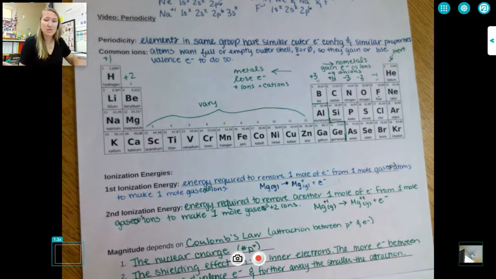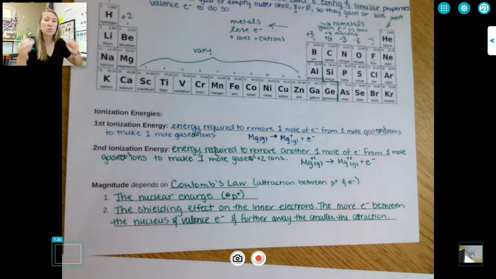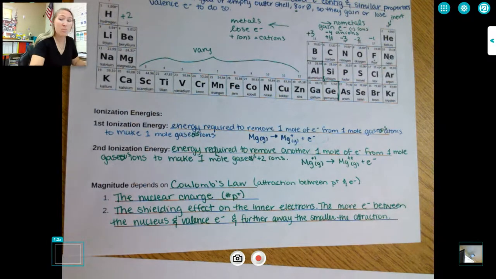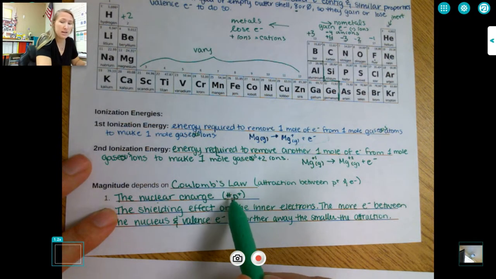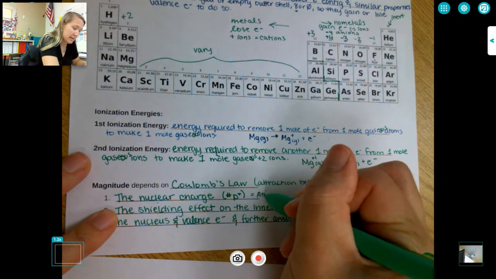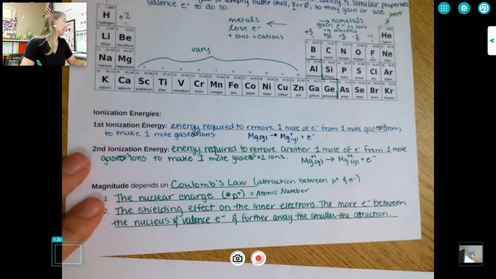Now, how much energy is required is going to depend on two parts. It all has to do with Coulomb's law, which is the attraction between our protons and our electrons, which we've been talking a lot about. We know that electrons are negative, protons are positive, and they're attracted to each other. Now, two things play into how much attraction there is in Coulomb's law. First is the nuclear charge. The things in the nucleus that have a charge are your protons, and so the number of protons is the nuclear charge. Remember that this is equal to the atomic number, so I can easily determine that based on the periodic table.